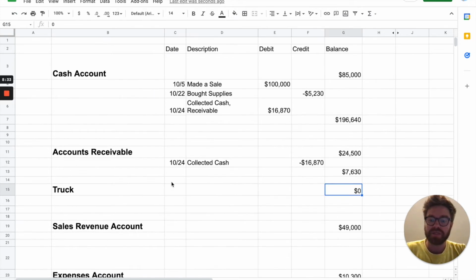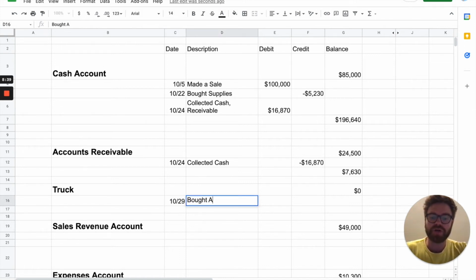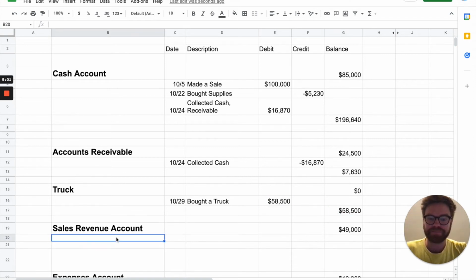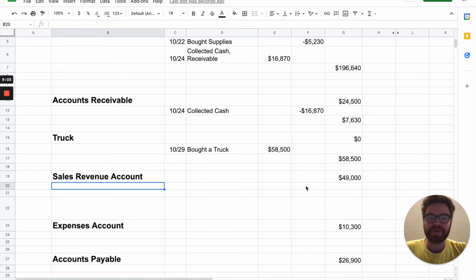So 10/29 is when this took place. We basically bought a truck and added it to the business. That's kind of what happened there. So what we're going to do is increase it here by 58,500. Let's increase that. And so now we'll just, pretty easy sum. Honestly, we just got to do 0 plus this. So let's just copy. And there we go.